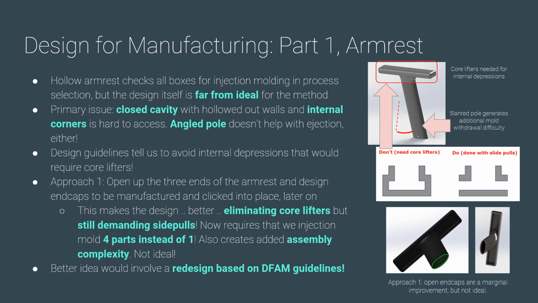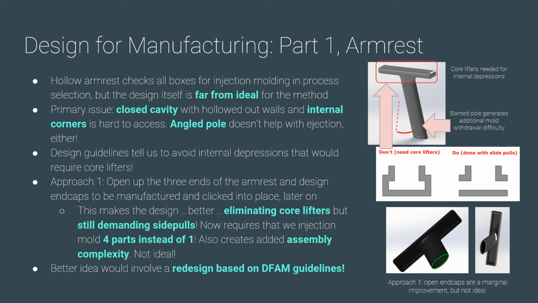The most notable issue here is the fact that it encloses an angled cavity that makes retraction and internal mold access quite cumbersome. Manufactured as one single part, the flat rest is not actually possible to make, thus we must adjust accordingly. One option is to use design guidelines that tell us to avoid internal depressions. If we cut out the ends of the rest and the base of the leg, we can now eliminate core lifters and make manufacturing more feasible, but it still requires side pulls and now 3 end caps to be clicked into place after the fact. All this added manufacturing, assembly, and so forth isn't ideal.